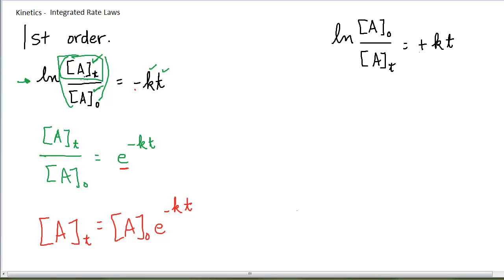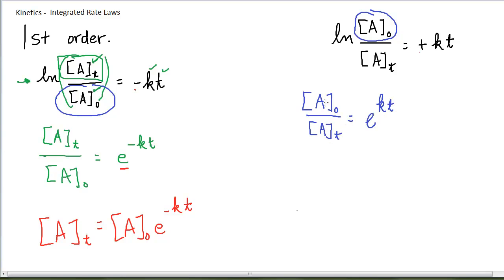If instead I'm trying to find the initial concentration, I could go about the same method here, but it would take a couple of extra steps. Algebraically, it makes more sense to think about this format. They're both the same formula. This format is my starting point, and solving for the concentration at time 0, or my initial concentration, there I have it. A0 over At equals e to the kt.